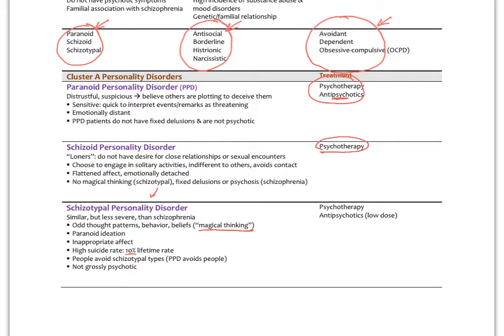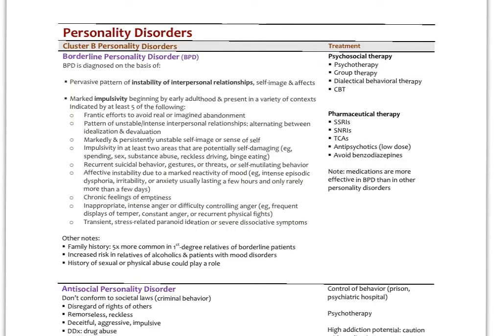People avoid these types. So usually the paranoid person avoids people, but people avoid the schizotypal types. They're not grossly psychotic. Here, again, low-dose antipsychotics and psychotherapy are the main treatments that are given. Cluster B personality disorders, the wild types.